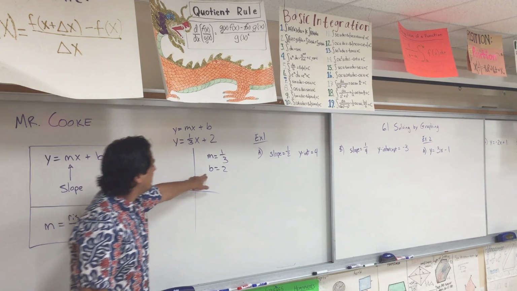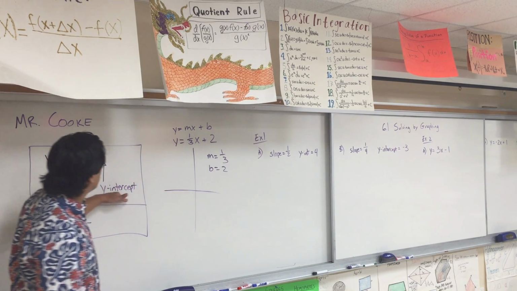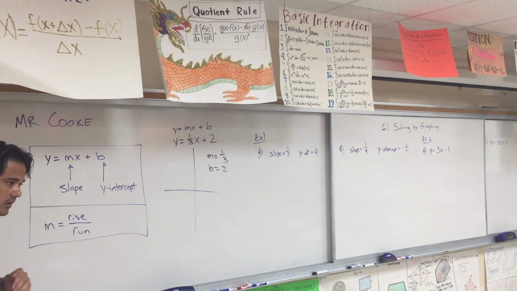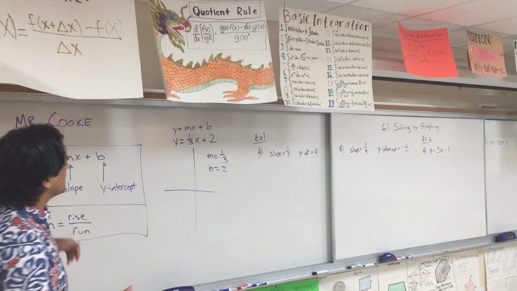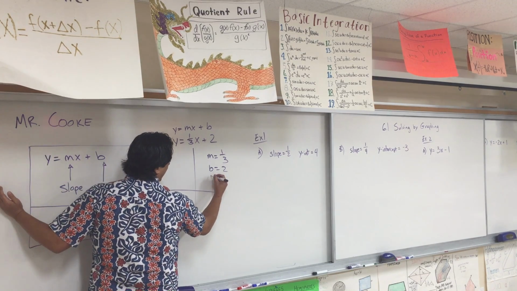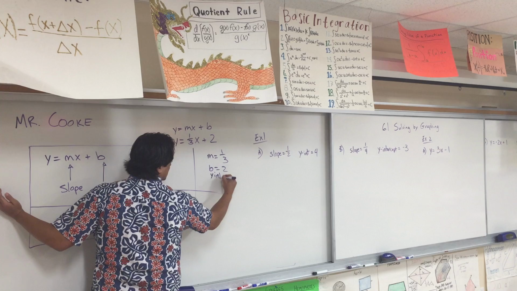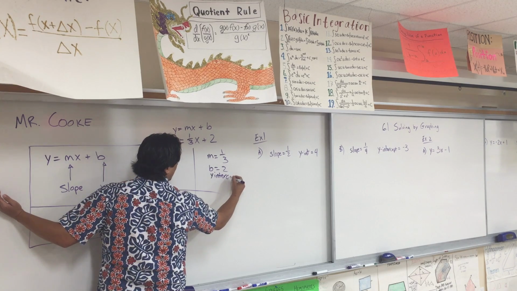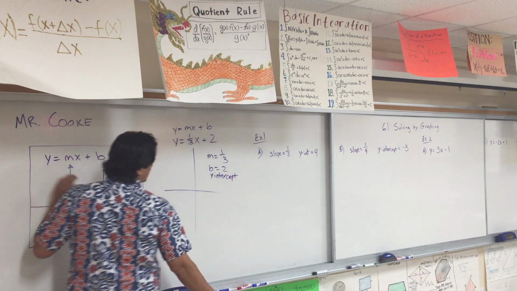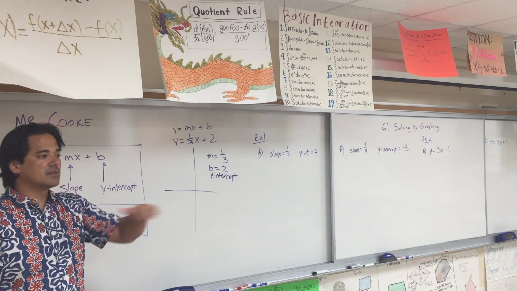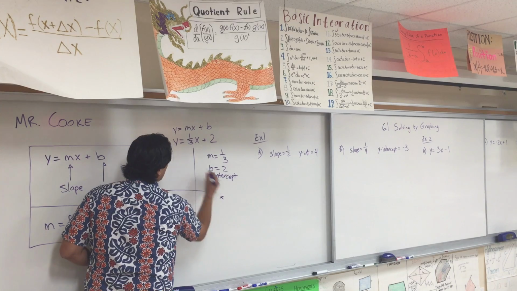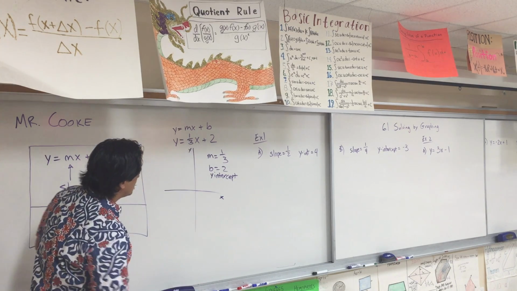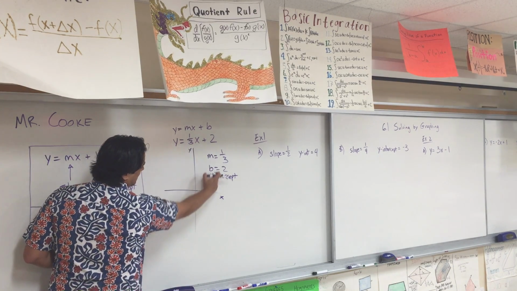So if b is 2, what does intercept mean to you guys? Like crosses. Okay, where it crosses, right? So b, this is our y-intercept. That's where the graph crosses our y-axis. Which one's our y-axis? Up and down or side to side? Up and down, right? So this is our x, this is our y. So our y-intercept is going to be at 2.